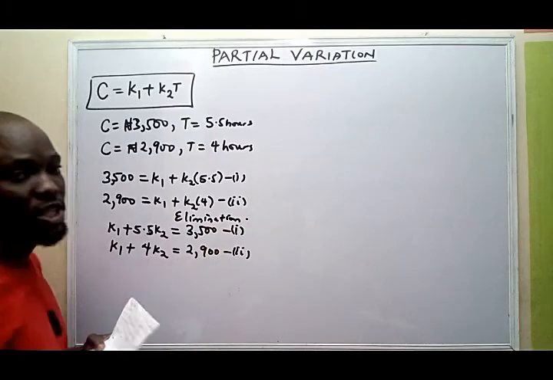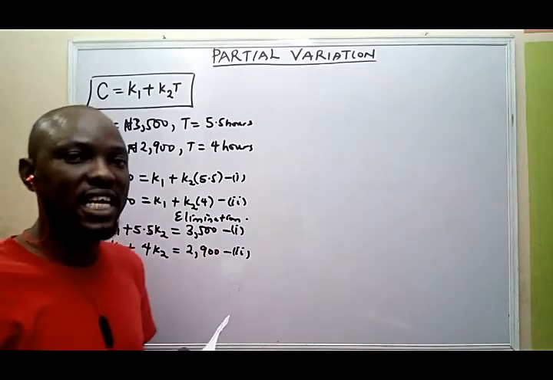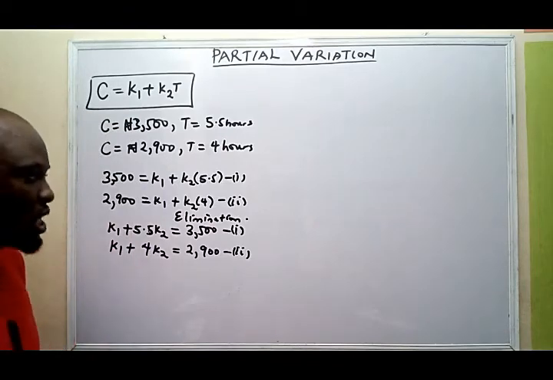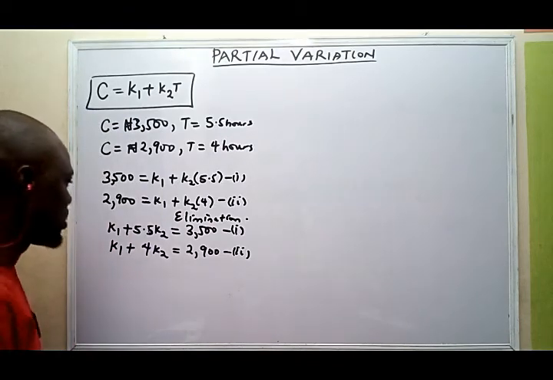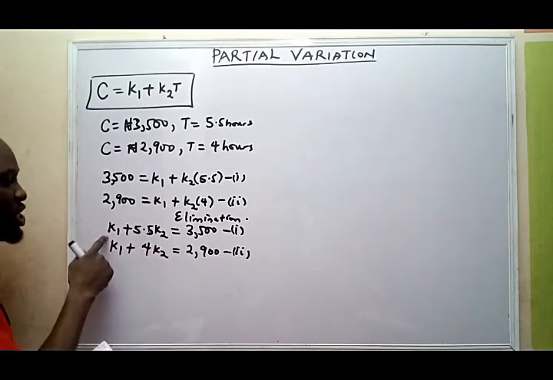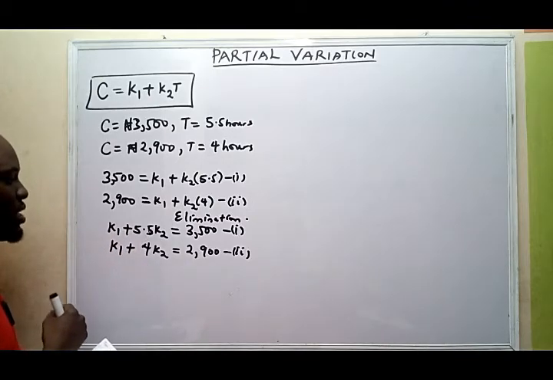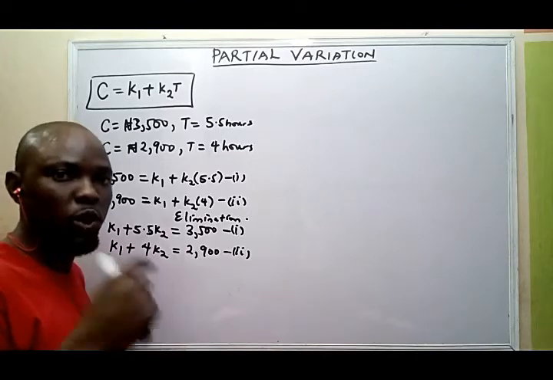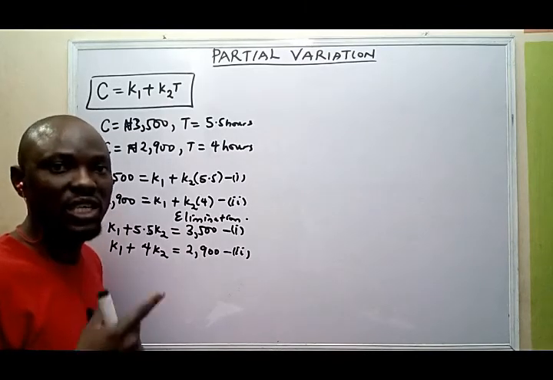Now, what does elimination mean? Elimination means to get rid of something. So we want to get rid of one of the variables so that we can work with the other variable. So I have two variables here, k sub 1 and k sub 2. Now, in order to eliminate, you need to ensure that one of the variables must be identical in all sense.